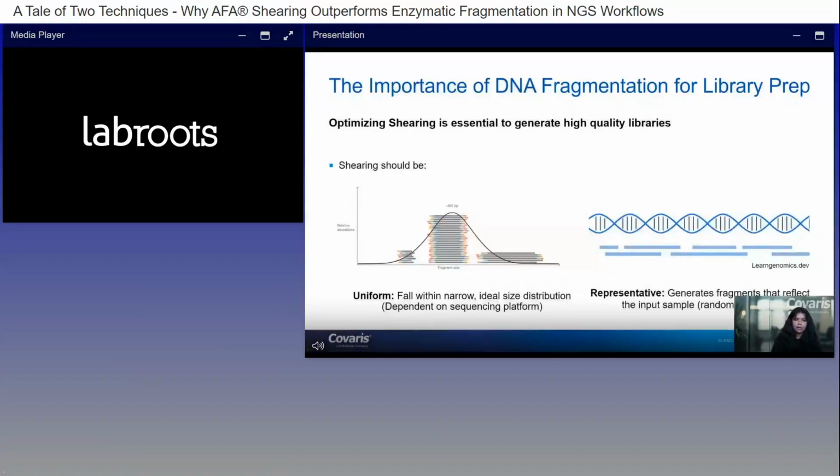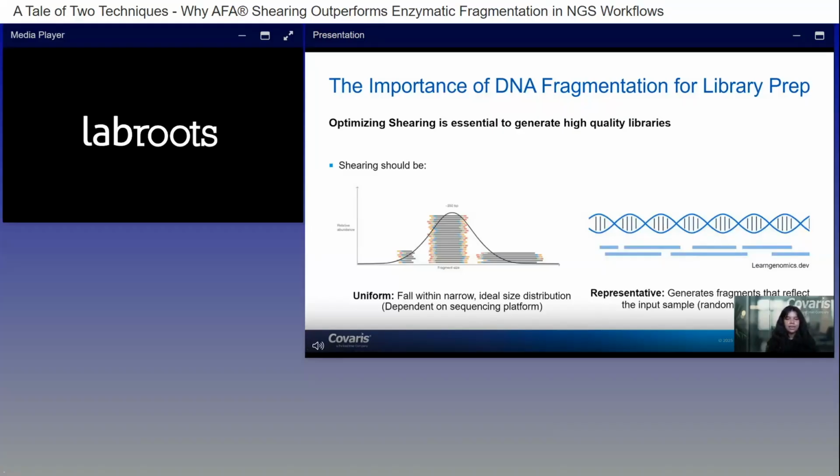So when we talk about optimal fragmentation, we're really talking about two key metrics, and we're going to come back around to these pretty often. First, you want shearing that is uniform. That is, you want your fragments to fall within a narrow, ideal size distribution, with few fragments in your library that are substantially bigger or substantially smaller than your target.